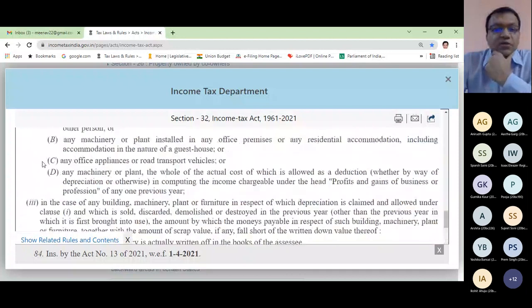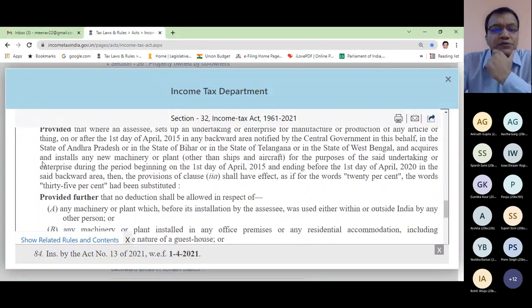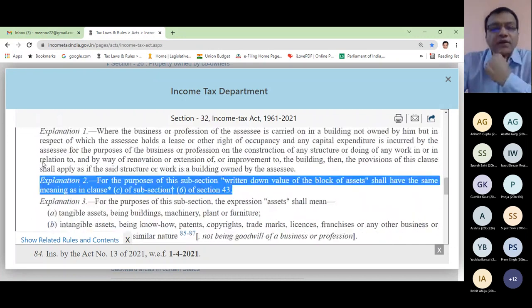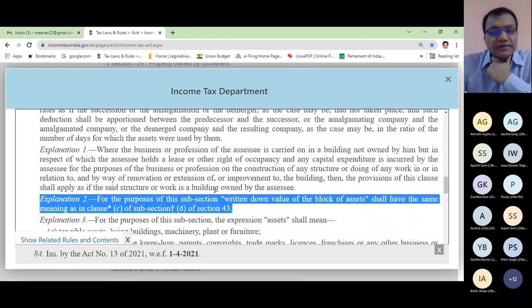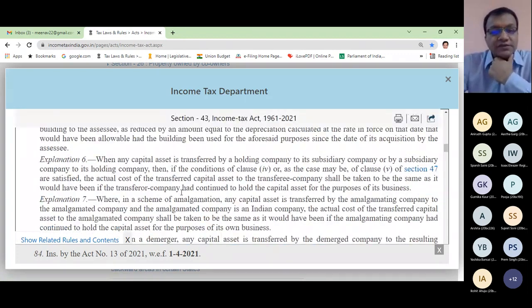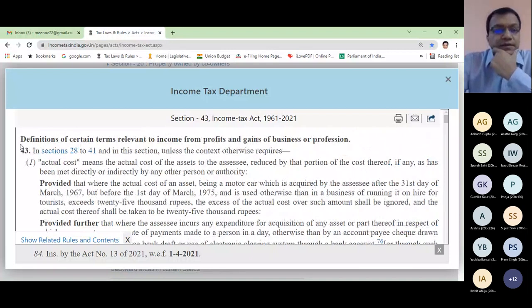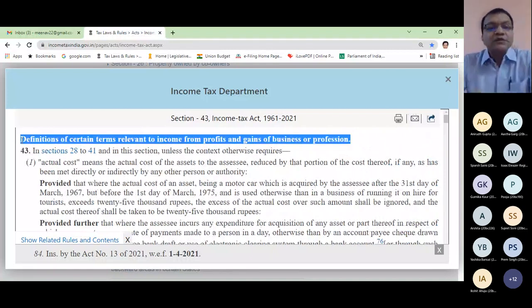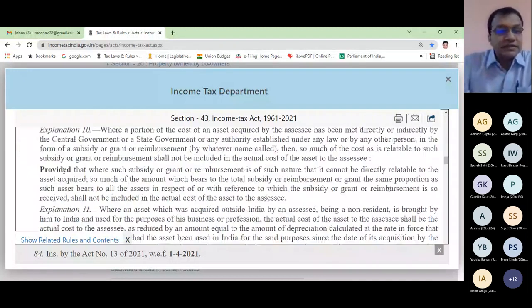Anyhow, so let me for the time being show you a little bit of a glimpse of section 43 also. And after this, I will now simplify the provisions for you. Section 43. Let us click section 43. This is what my section 43 is. Section 43 only gives you definitions of certain terms relevant to income from profits and gains of business or profession. Written down value is defined in section 43, subsection 6.